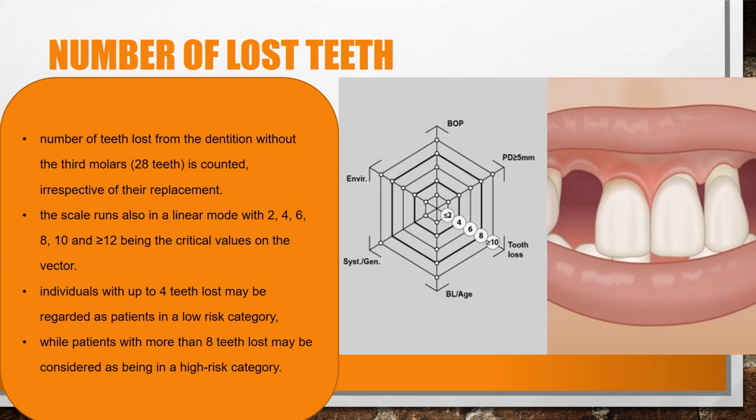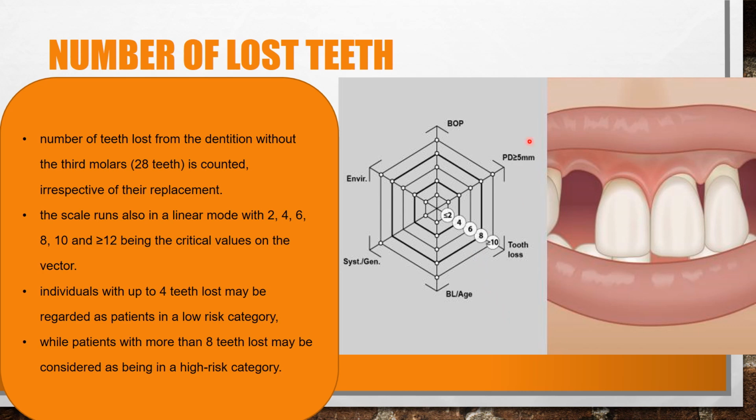Coming to the number of lost teeth, as you know, wisdom teeth are considered only if they are in function; otherwise third molars are not counted as lost teeth. With more than 8 lost teeth, function is heavily compromised. It is also in a linear fashion: 2, 4, 6, 8 and 10. As we said, 28 teeth will be counted. Individuals with up to 4 teeth lost are low risk, up to 8 moderate, and greater than that high risk.